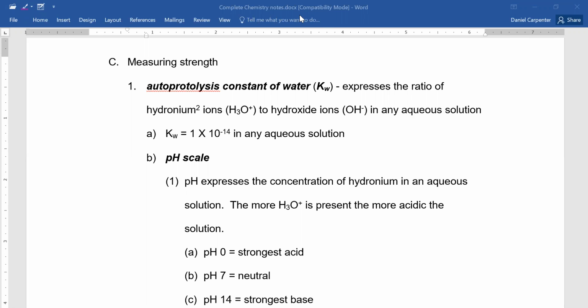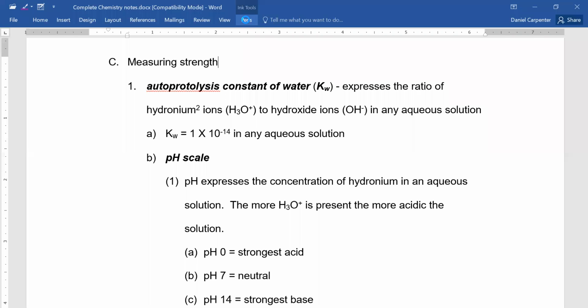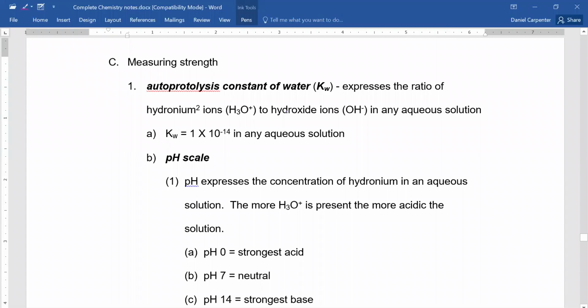So let's see. We started into acids and bases yesterday, and the observable properties of acids and bases were on yesterday's lesson, which you can see online.